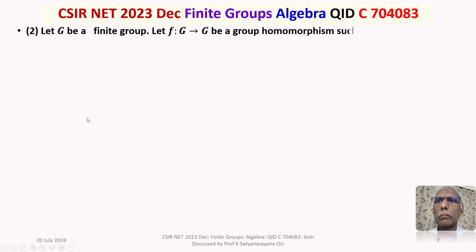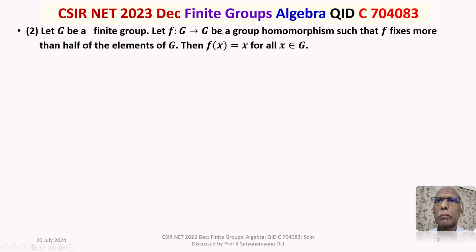Option 2. Let G be a finite group. Let f from G to G be a group homomorphism. It is a given homomorphism which fixes more than half of the elements of G. So this homomorphism is fixing more than half of the elements of G. Then you have to prove f fixes every element of G.